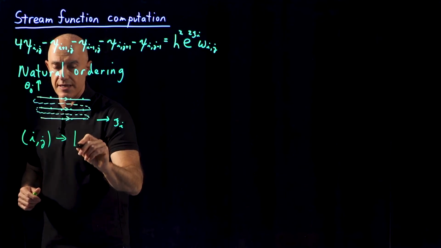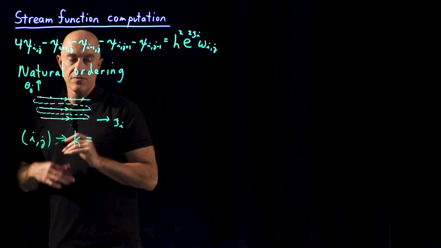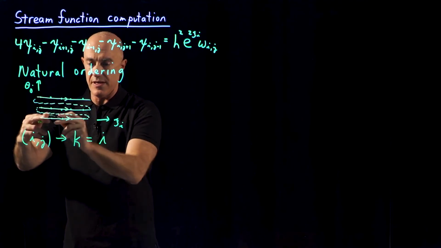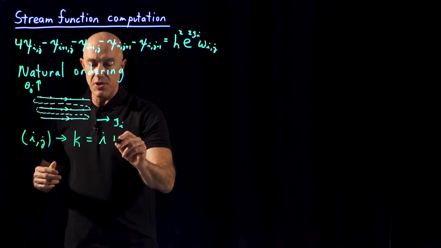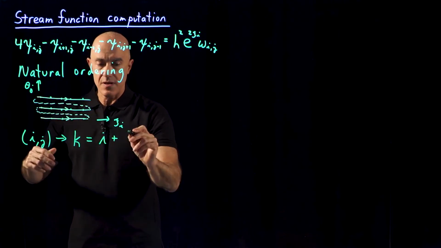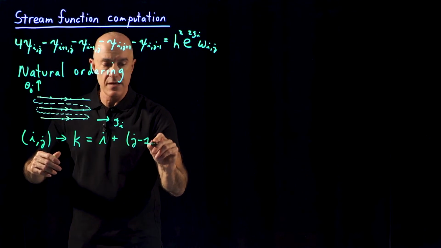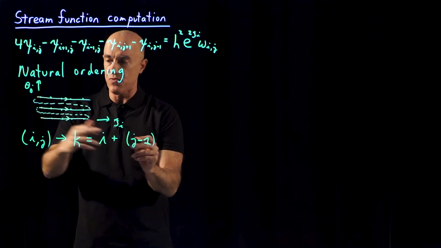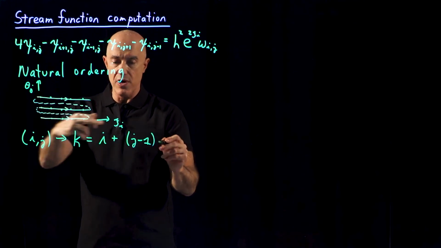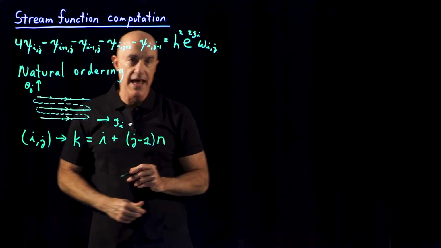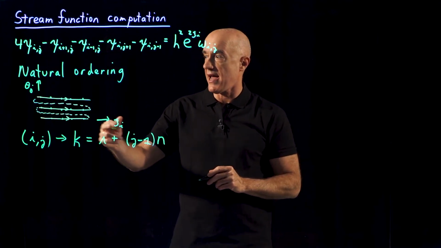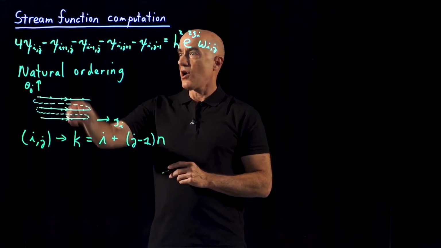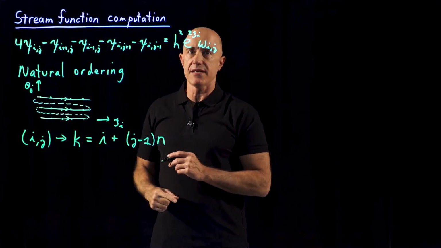it to a single index k, where the conversion is that it's your i, where you are on the horizontal line, plus the j minus 1, where you are on the vertical line starting at j equals 1, times the number of points in the horizontal line, which is n, right? We have n points in psi and m points in theta. So we then convert this to a single index equation.